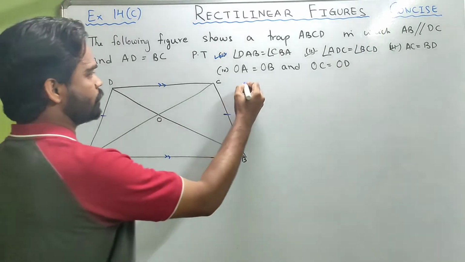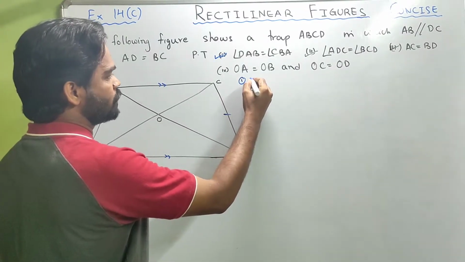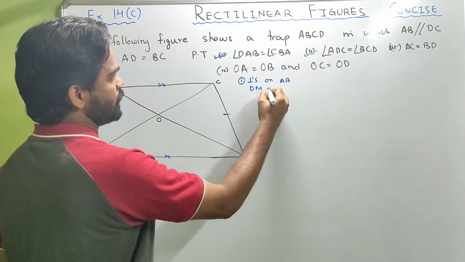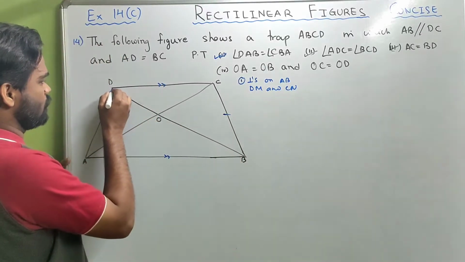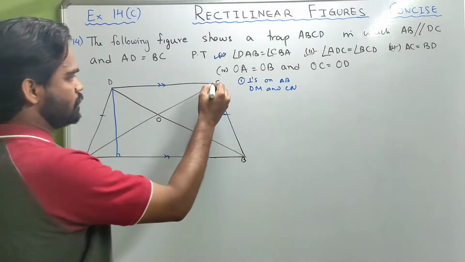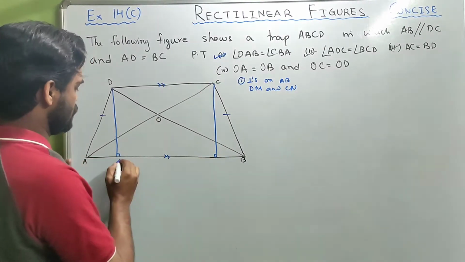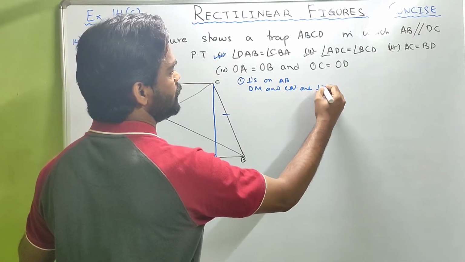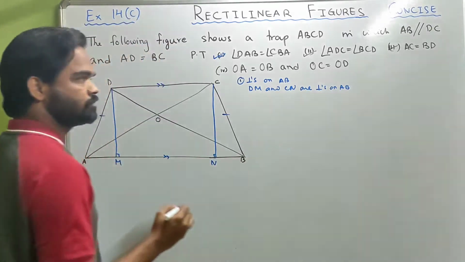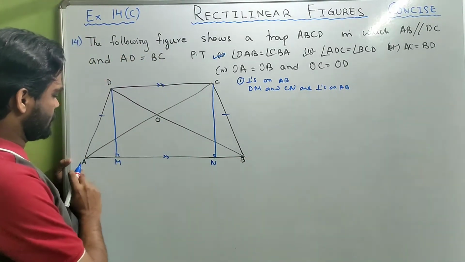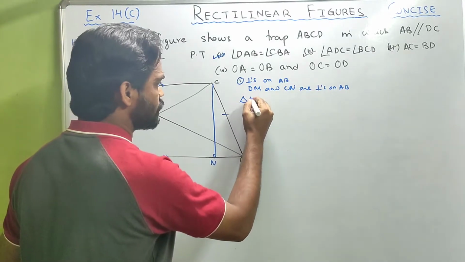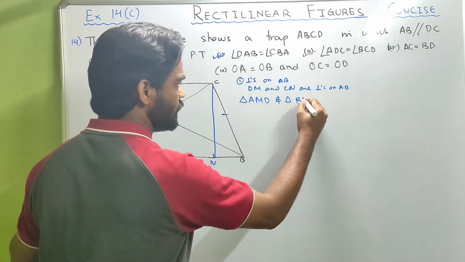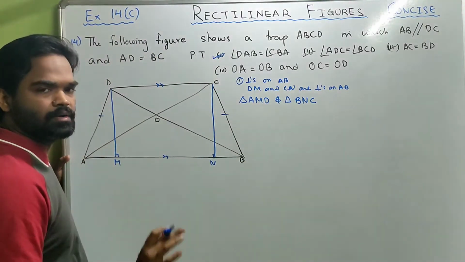To prove the first part, I'll drop perpendiculars on AB, DM and CN, suppose. So DM and CN are perpendiculars on AB by construction. Now look at triangle AMD and triangle BNC. We'll prove that they are congruent. Our work will be done.